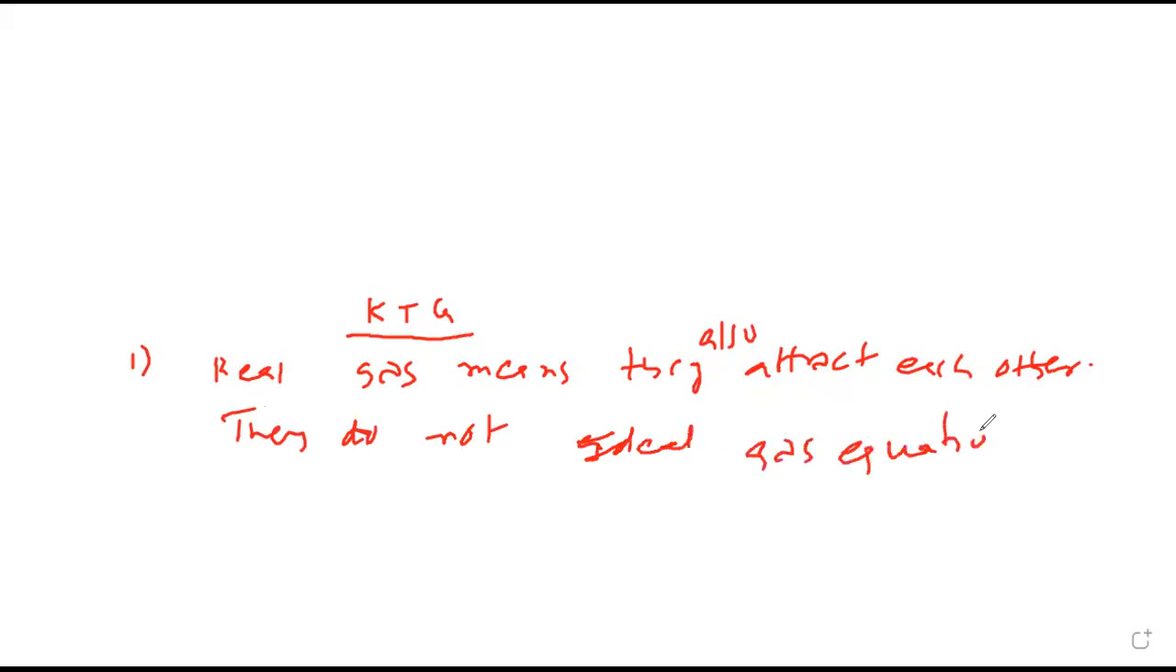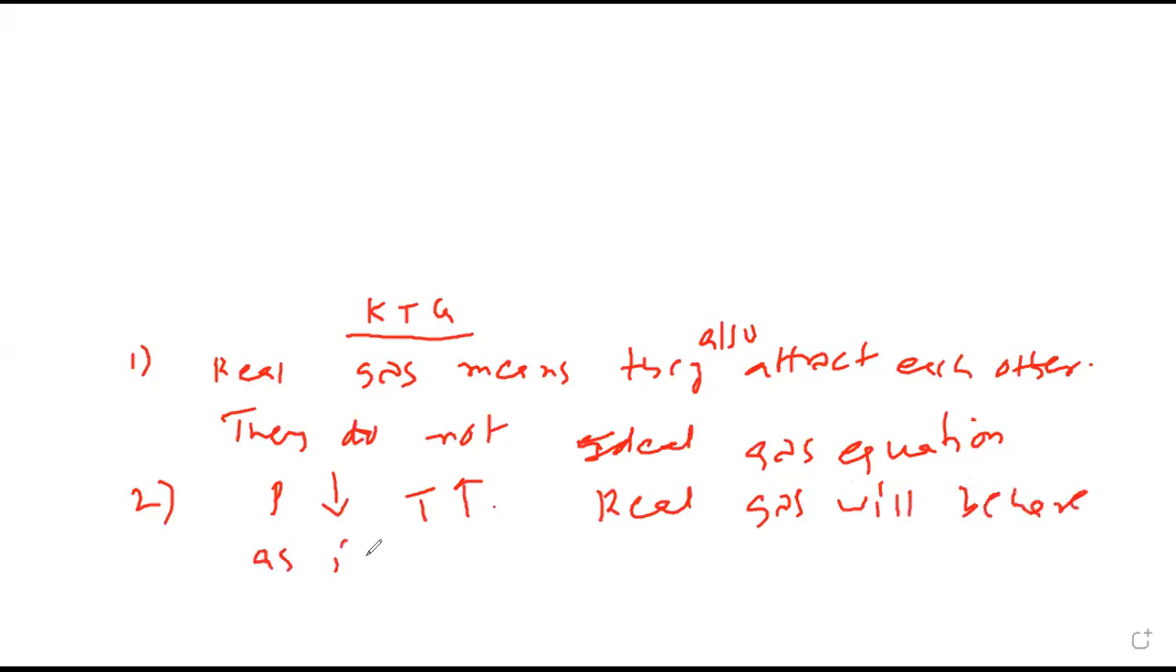So what should I do so that real will become ideal? That means they should not attract. Should I increase the temperature or decrease the temperature? If temperature is increased, will molecules come closer or move away? Away. If they move away, they will not attract, because attraction has a range. If I decrease the pressure, will they come closer or move away? Move away. So pressure decrease, temperature increase, then real gas will behave as ideal gas. If it becomes ideal gas, then only it will obey the ideal gas equation. Just write this much.